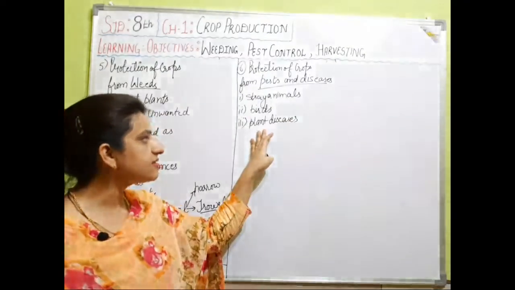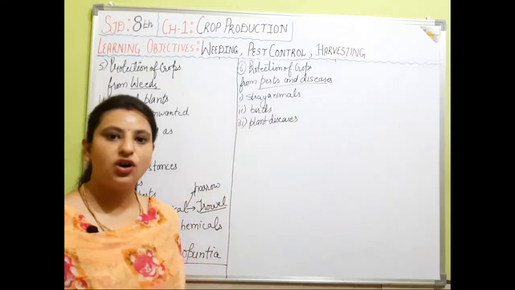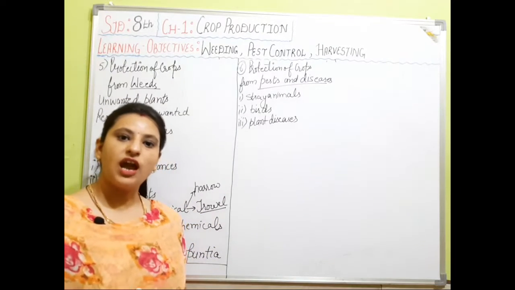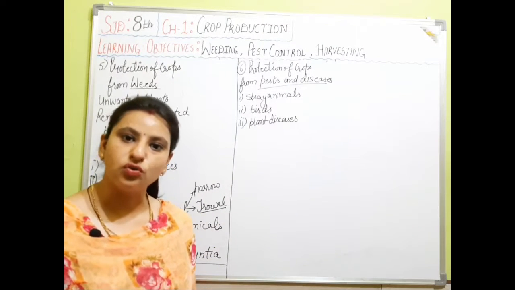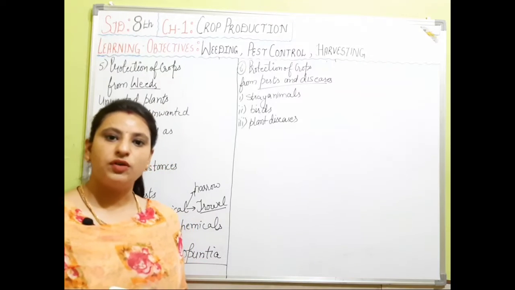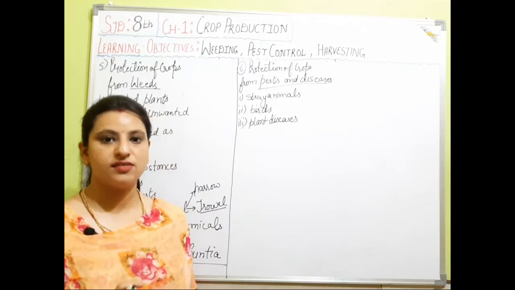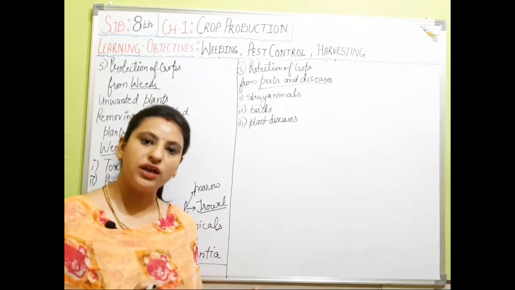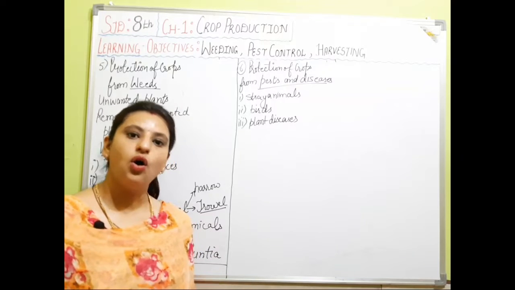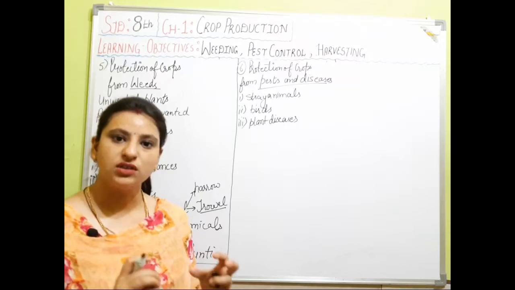These plant diseases can be caused by bacteria and fungus, and to get rid of these plant diseases, we have to use fungicides. How are we going to use these fungicides? We will simply soak the seeds in these chemicals before sowing them into the soil, or we will spray these fungicides over the crop plant.